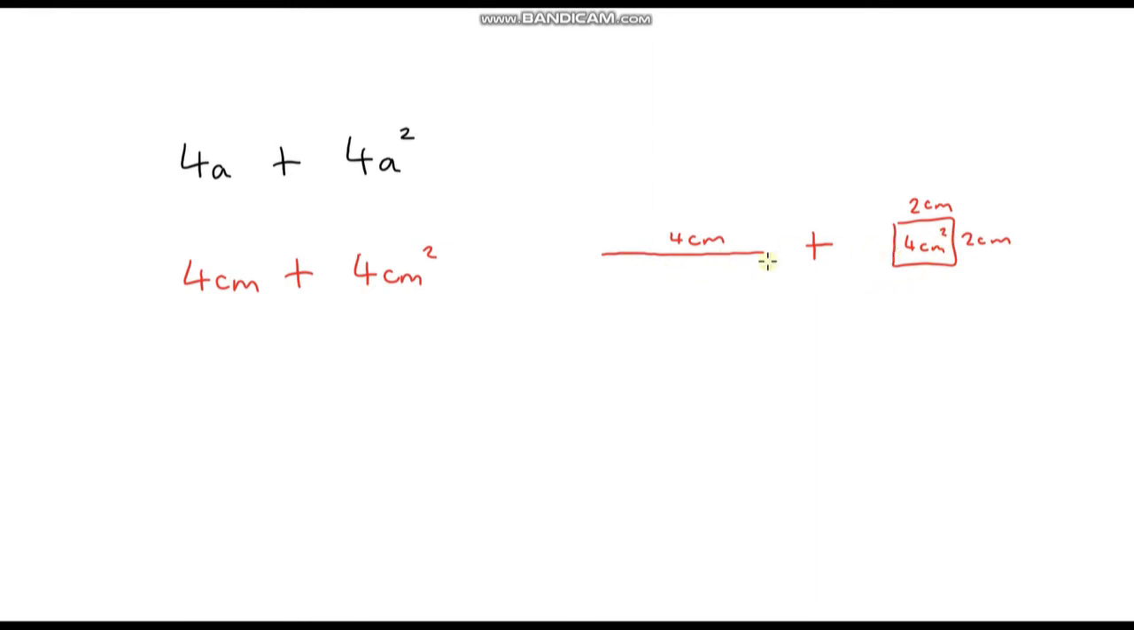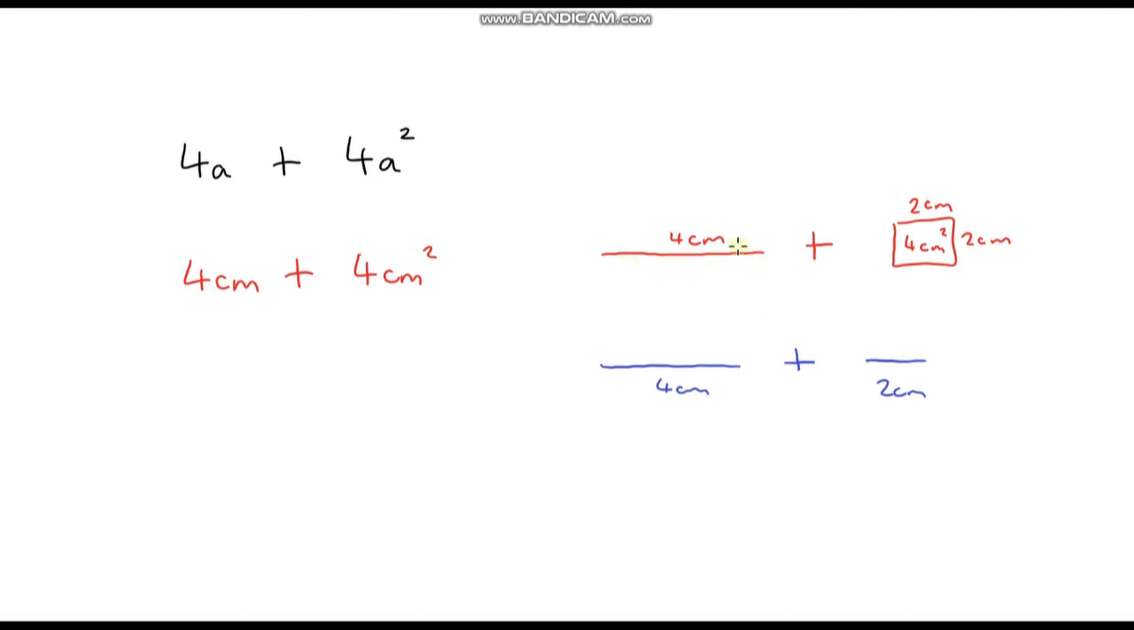Now, can we add these 2 things together? Well, no, that just does not make sense at all. We can't add a line to an area, or we can't add a length to an area. If we had 2 lengths, we could add them together. So, for example, if we did have 4 centimetres here, and then let's say we had 2 centimetres here, we could add them together and that would give us 6 centimetres. We just add the 2 lines together, we just get an even longer line.